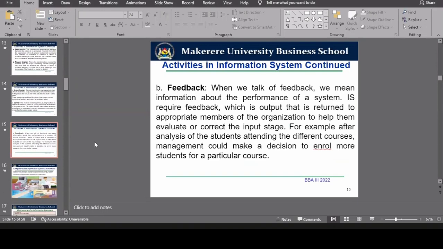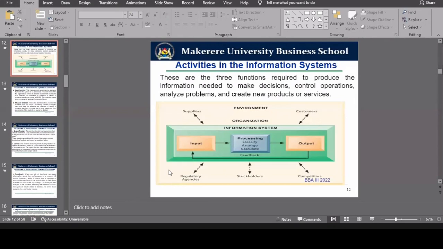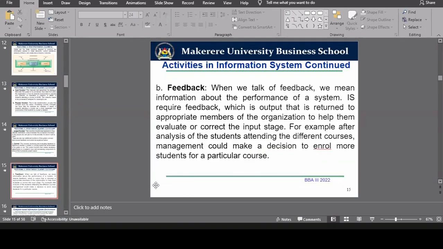Okay, then we have the feedback function. If you remember, let me just take you back a little bit. When you look at our figure here, there's a feedback loop, where you have input, processing, output. Then there's a loop from output going back to input, clearly looking at feedback. When we talk of feedback, we mean information about the performance of a system. Information systems require feedback, which is output that is returned to appropriate members of the organization to help them evaluate or correct the input stage. That's why we say there's need for us to monitor every now and then.